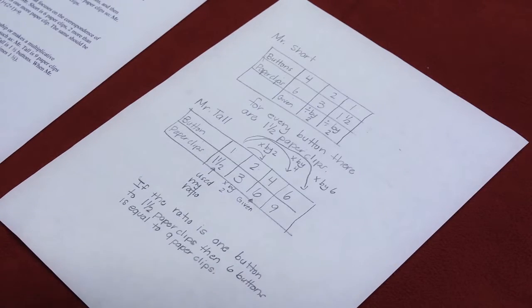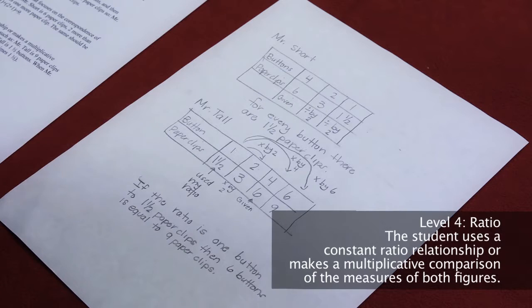In this sample, the student shows us multiplicative reasoning by finding a common ratio using Mr. Short and then applying that same ratio to find the number of paper clips for Mr. Tall. This is an example of the ratio level, where the student uses a constant ratio relationship or makes a multiplicative comparison of the measures of both figures. These levels can be applied to student work with any proportional reasoning problem.